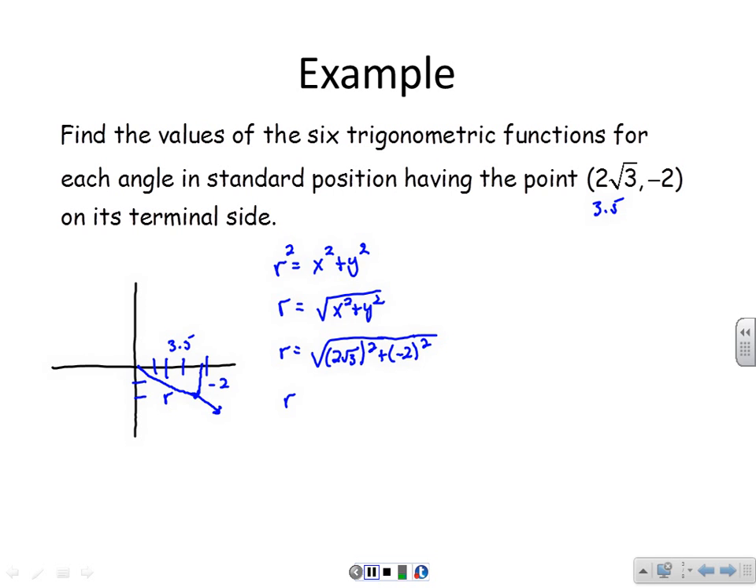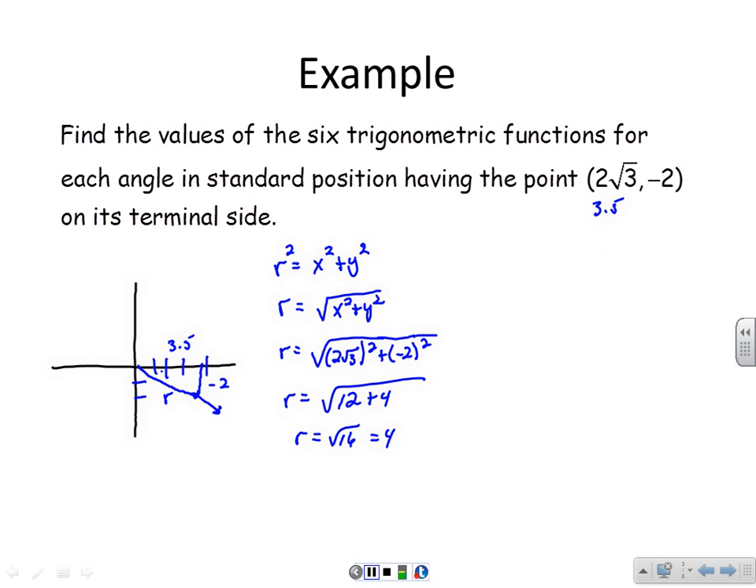So r is equal to the square root of 2 squared, which is 4, times the square root of 3 squared, which is 3, so 4 times 3 is 12. Again, you take 2 and square it, and you take the square root of 3 and square it, so you get 4 times 3, which is 12. Plus 4, so r is equal to the square root of 16, which is simply 4. Now that we know what r is, we can do our 6 trigonometric functions.